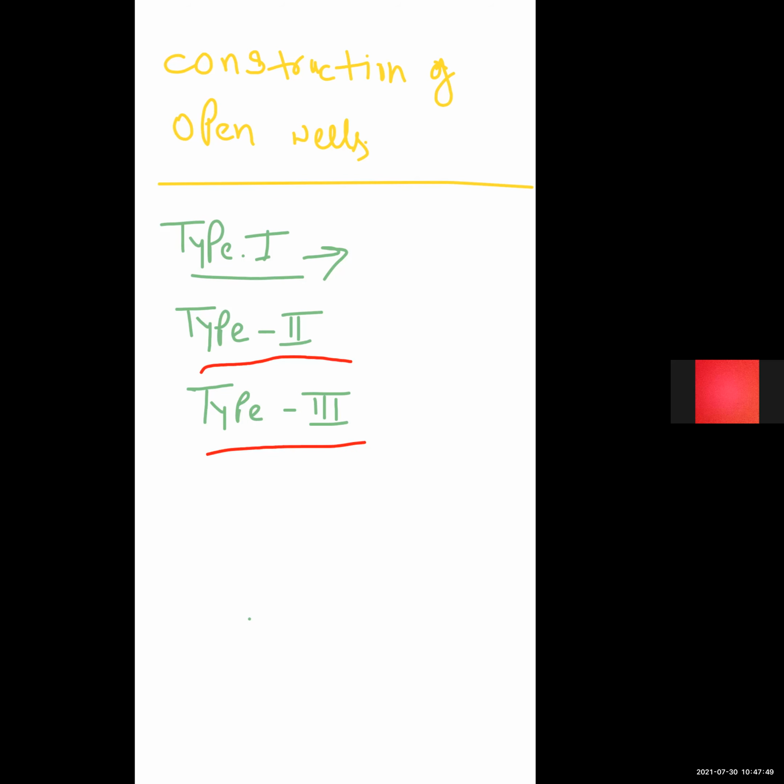Second is the type 2 well, a well with pervious lining. In this type of well, dry brick or stone lining is used on the side of the well and no mortar or binding material is used. So the water enters from the side through the pores in the lining and the flow is therefore radial.